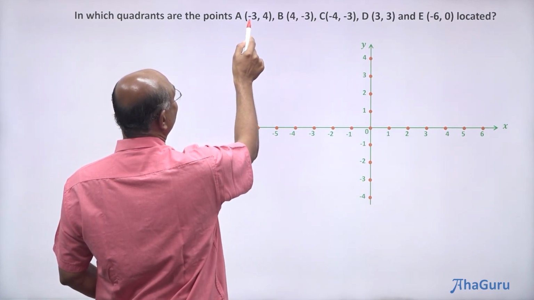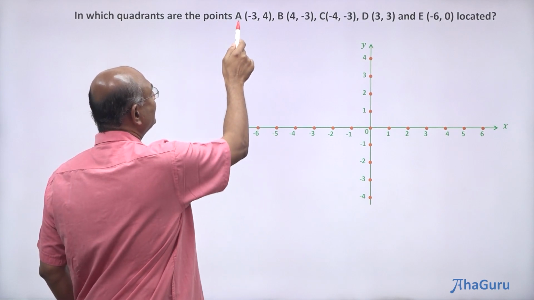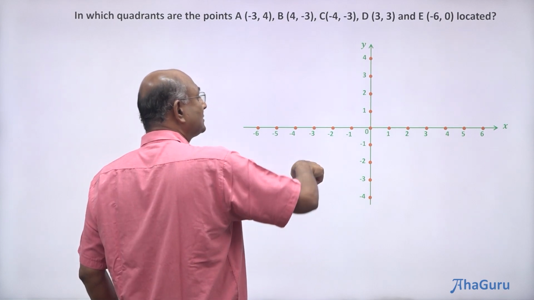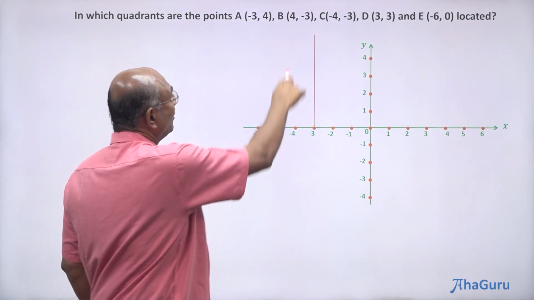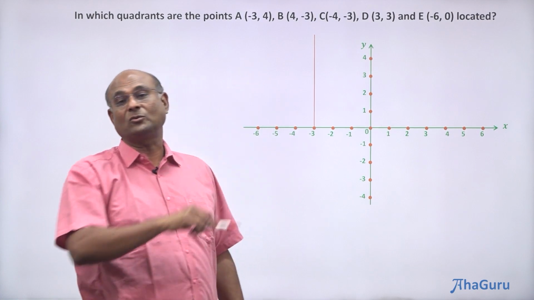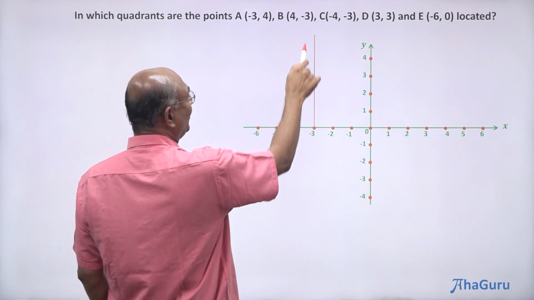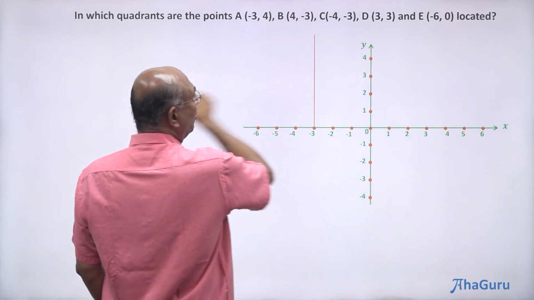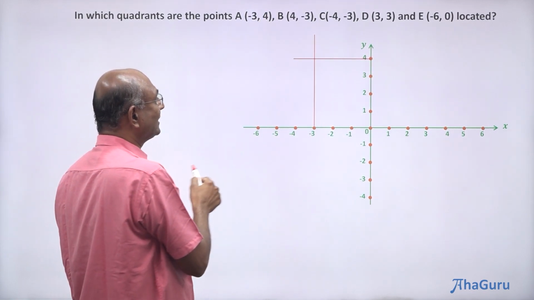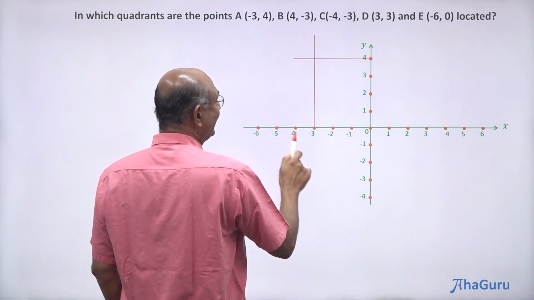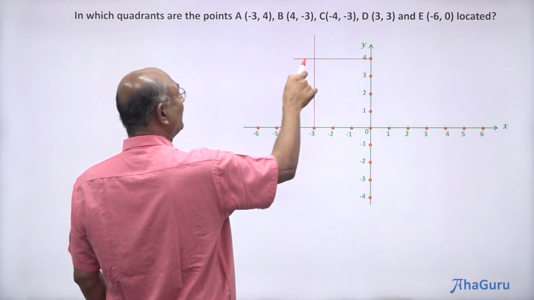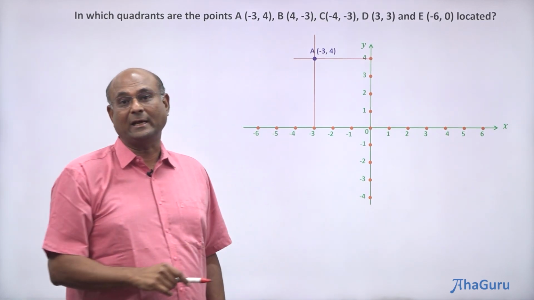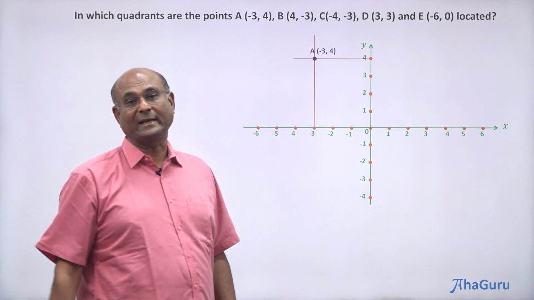point, A, (-3, 4). What does that mean? The x-coordinate is -3. Is that here? No. It is all the points that lie on this vertical line passing through this point. So all these points have x equal to -3. y equal to 4 is all of these points on that horizontal line. But this is the only point that has x equal to -3 and y equal to 4. So that is the point A. A (-3, 4) lies at that intersection.